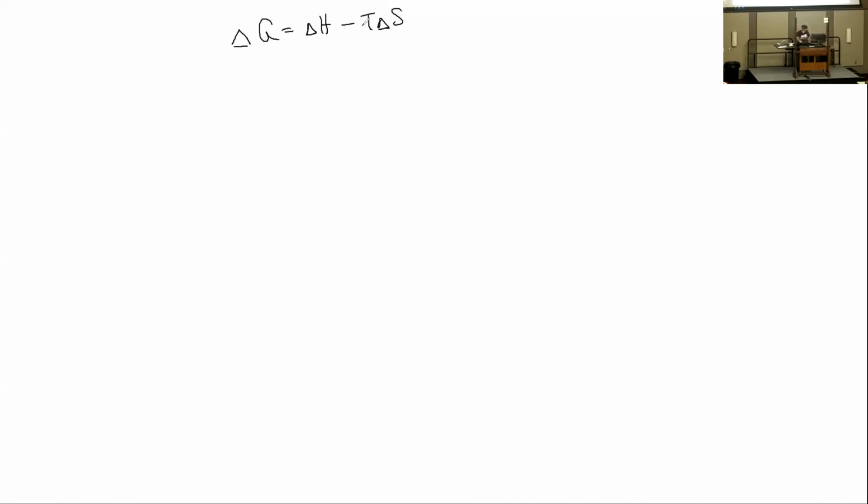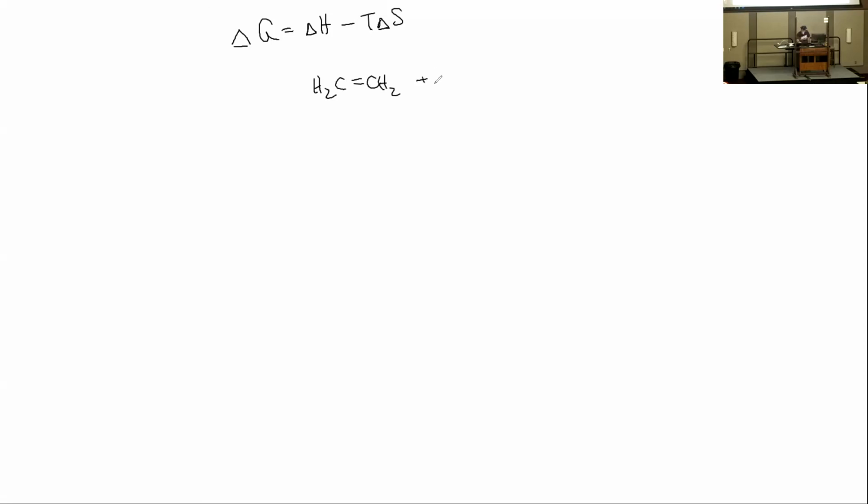Now, delta S is a little bit different. You usually can make a pretty good guess as to whether a reaction has a positive or negative delta S just by looking at the balanced equation. Even the reaction we just did.